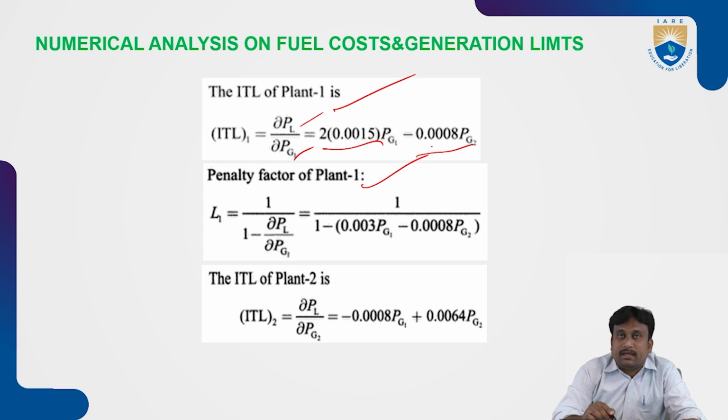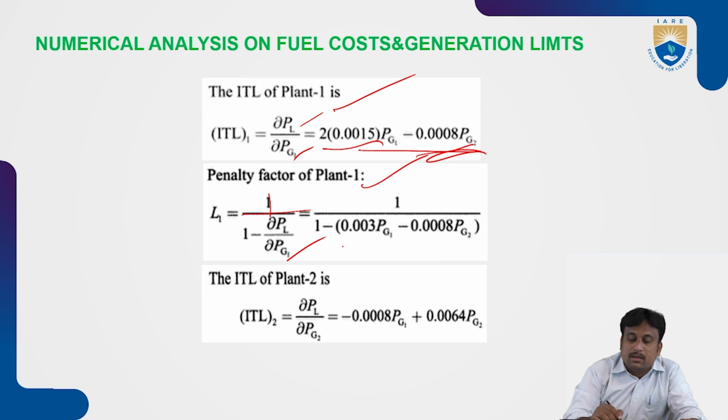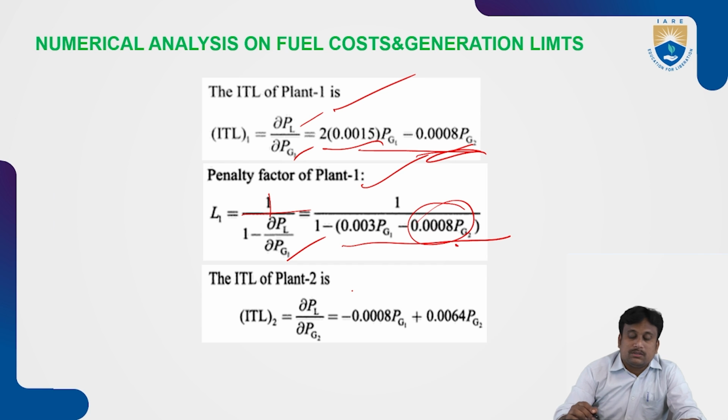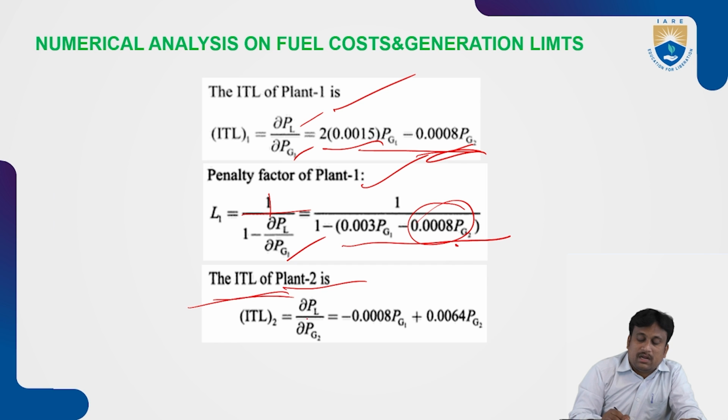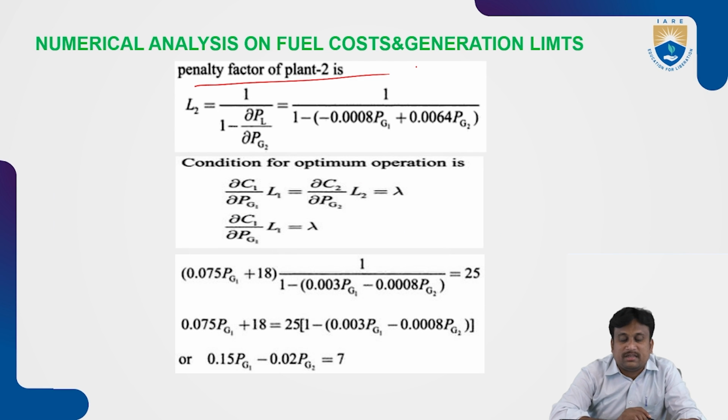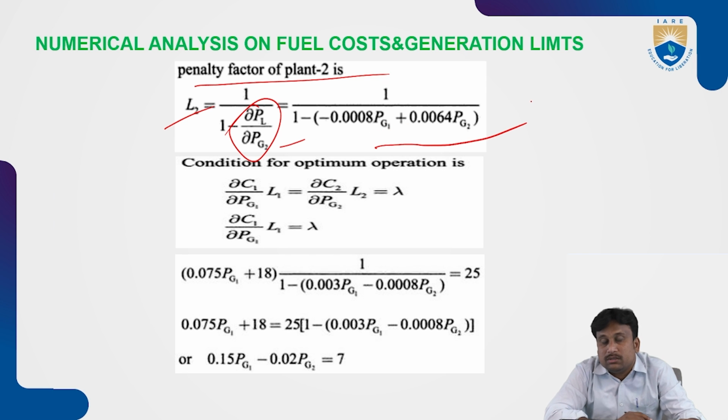So the penalty factor of plant 1 is L1, that is 1 by 1 minus dou PL by dou Pg1. When you substitute these values, you get 1 by 1 minus 0.003 Pg1 minus 0.0008 Pg2. Similarly, for plant 2, dou PL by dou Pg2 is minus 0.0008 Pg1 plus 0.0064 Pg2. And the penalty factor for plant 2 is L2, that is 1 by 1 minus dou PL by dou Pg2. Substituting these conditions, 1 by 1 minus 0.0008 Pg1 plus 0.0064 Pg2.